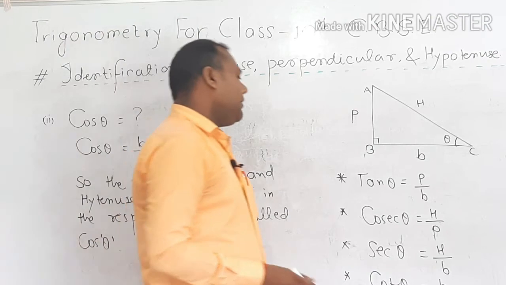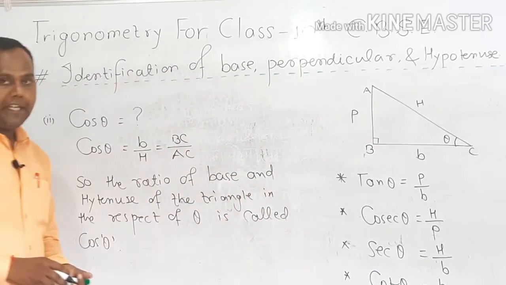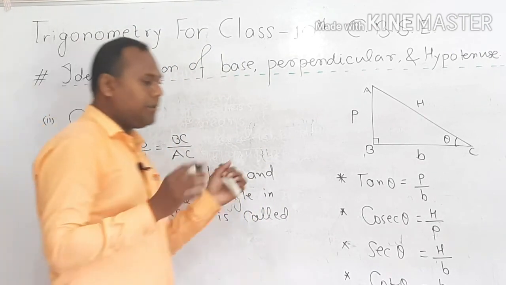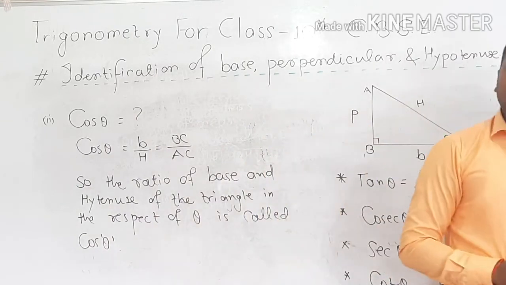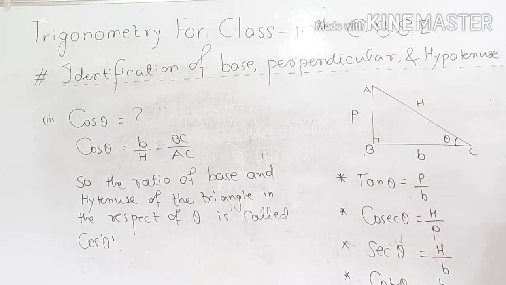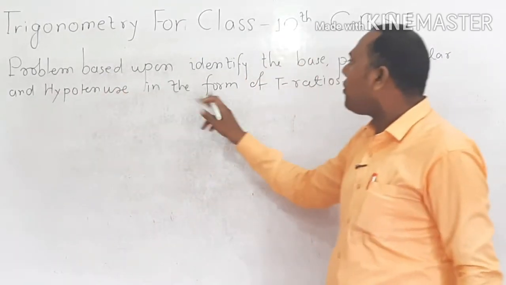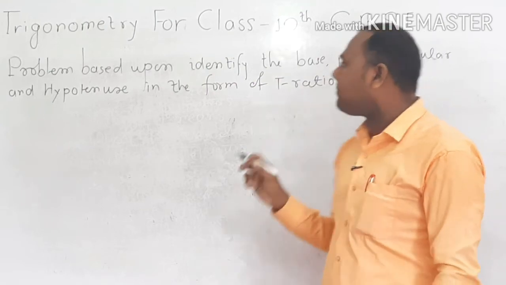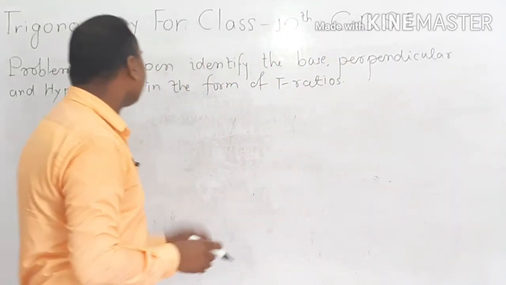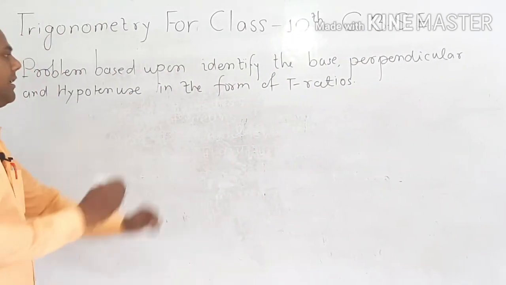So these 6 formulas are very important for solving any type of trigonometrical problems. So you can take a screenshot. Let us talk about a problem based on identifying the base, perpendicular and hypotenuse in the form of T ratios. Let's see.